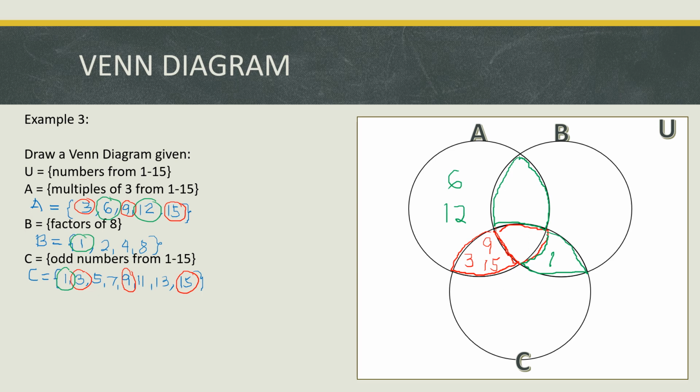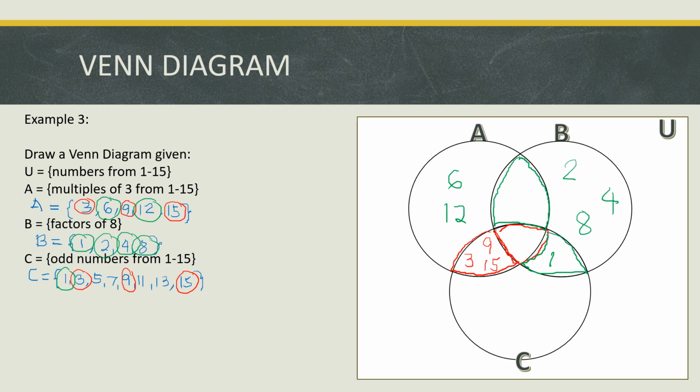How about on circle B? What are the elements that we can see on set B which will not overlap with circles A and C? We have 2, 4, and 8. So we're going to write here 2, 4, and 8. You can write wherever you want, but take note that it is inside the circle B.